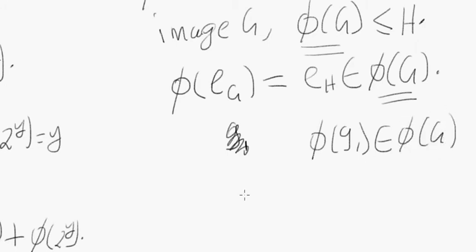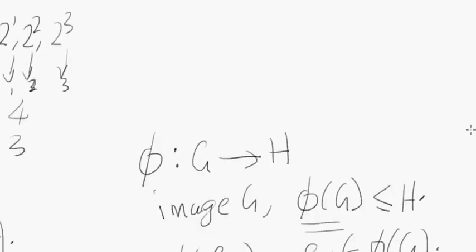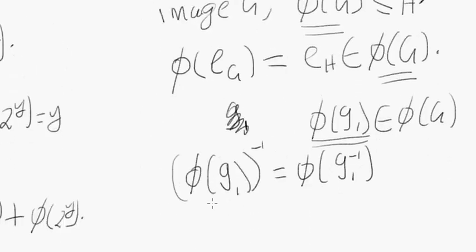A natural question to think about is, if phi of G is really a group, this thing here must have an inverse. Does it have an inverse? It turns out that it does, and that was the other property we said. In a homomorphism, phi of G1 inverse turns out to just be phi of the inverse of G1 in G. That's where the properties mentioned before are really important. So phi of G1 has an inverse.